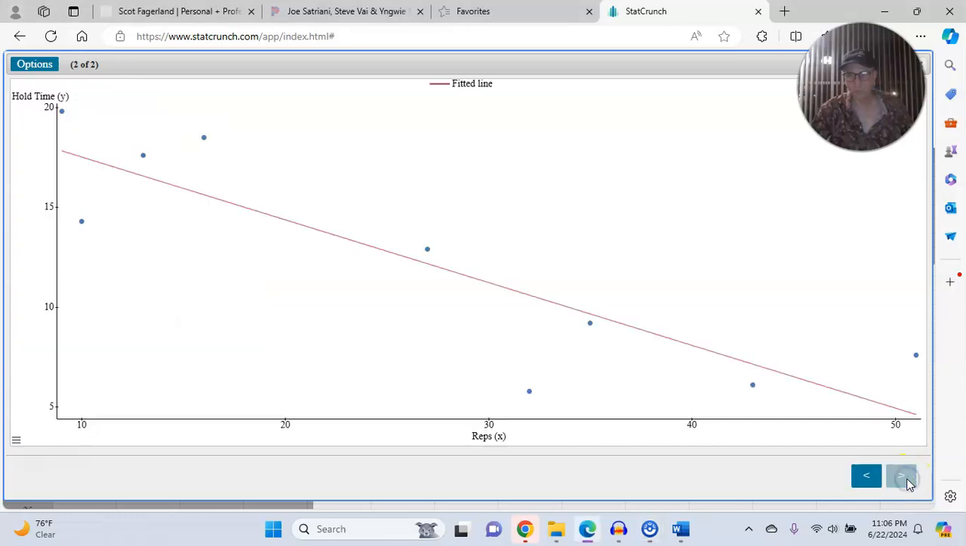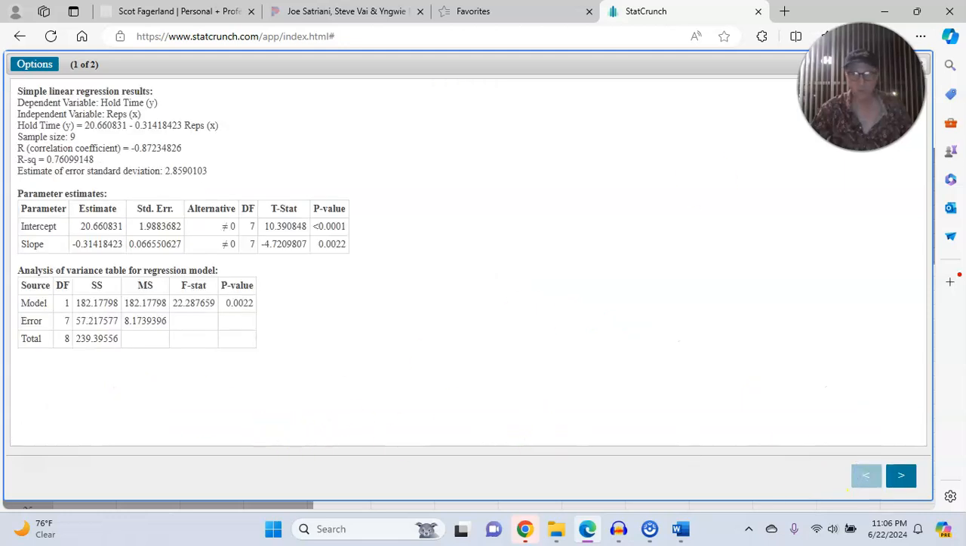There's more? I didn't even know you could click. Oh, there's a graph, the scatter plot. Okay. There's the line of best fit. All right, let me close that.